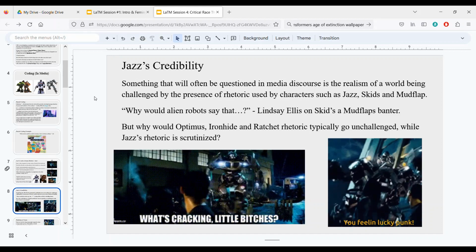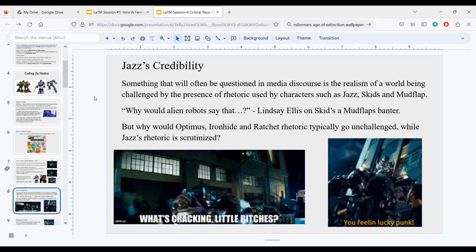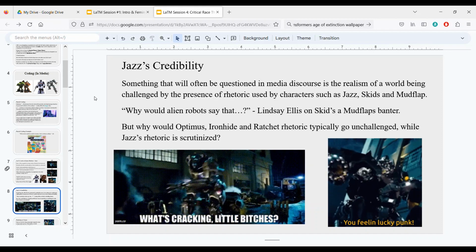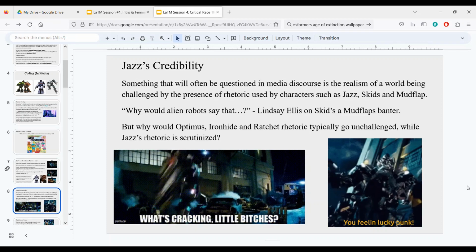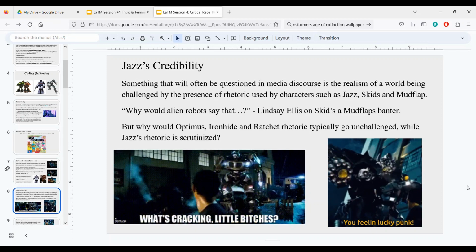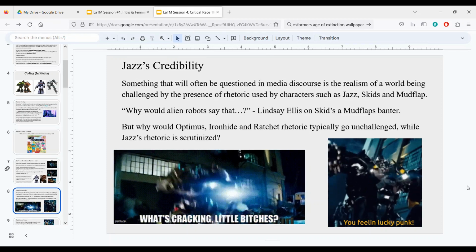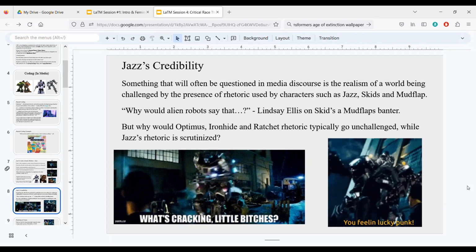And then I just want to raise the question of why Optimus, Ironhide, and Ratchet's rhetoric typically goes unchallenged when Jazz's rhetoric is scrutinized. Like Ironhide having the British accent and saying things like, I'm gonna kick their ass. That's just normal, I guess? Normal, in quotation marks?